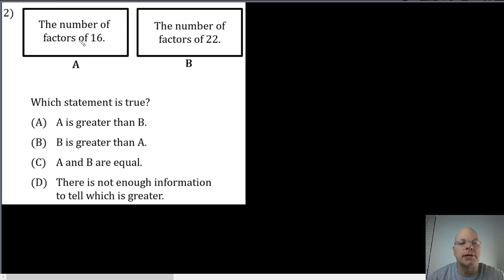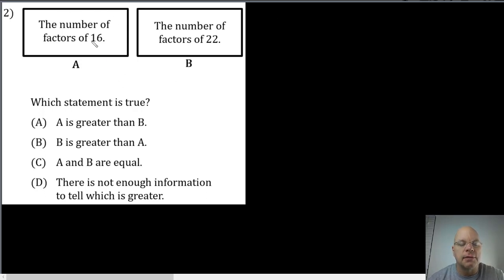Problem number 2 is a quantitative comparison problem. We want to identify the quantity for box A and then the quantity for box B, and then compare A to B to see whether A is greater than B, B is greater than A. Maybe they're equal, or maybe there's not enough information to compare them.